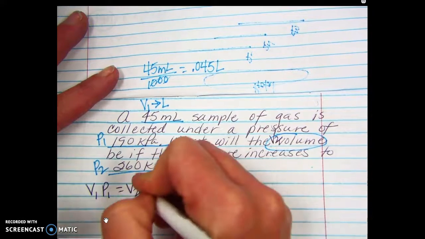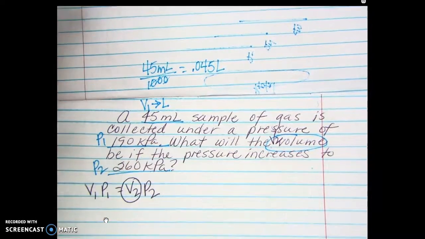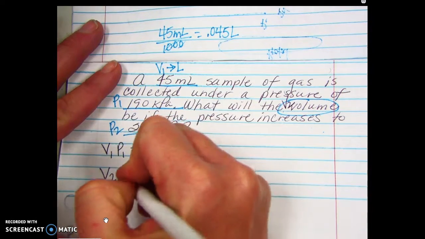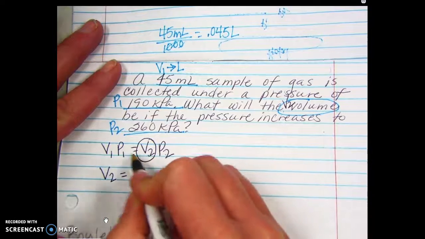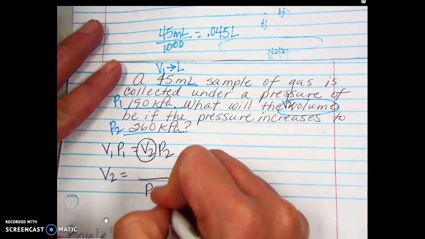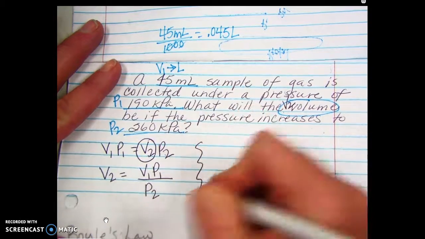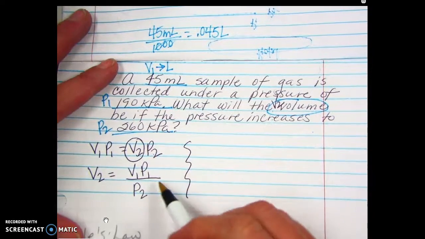Our unknown is V2. We're going to circle it. We get it by itself. We put V2 here equals. Anything the unknown multiplies with becomes a denominator. The rest is our numerator. Okay? So then we're going to fill it in.